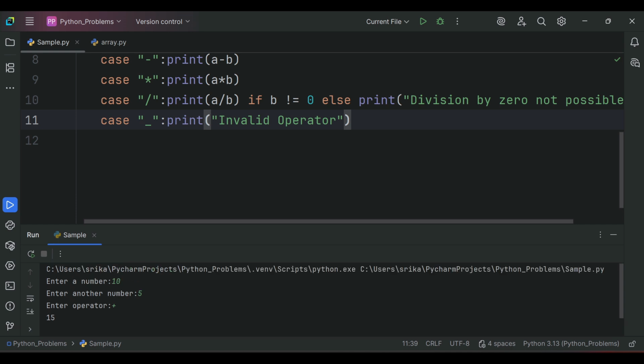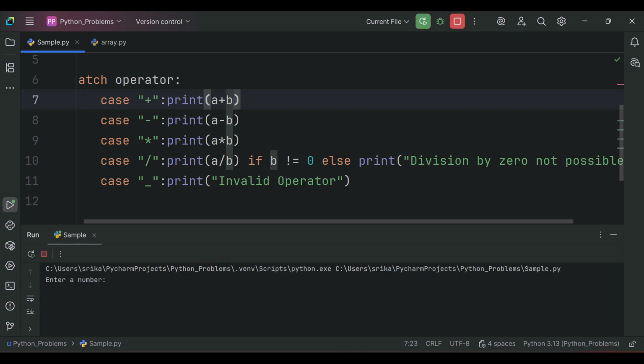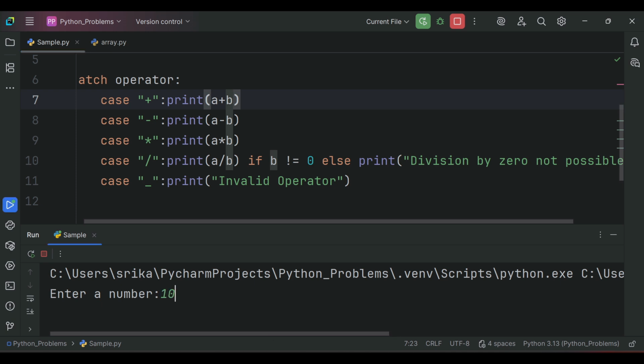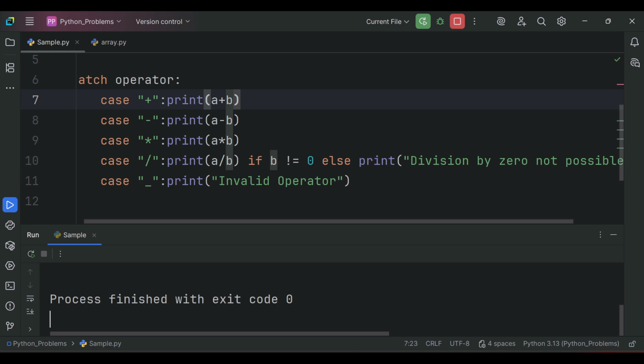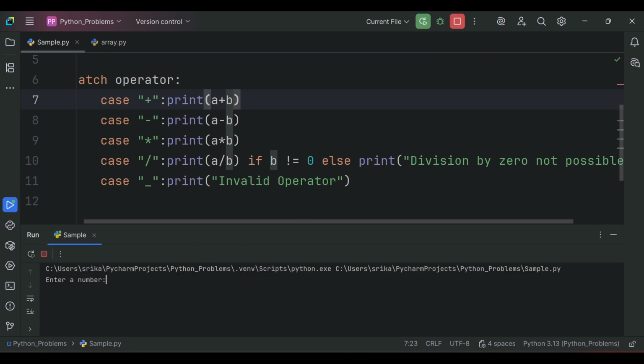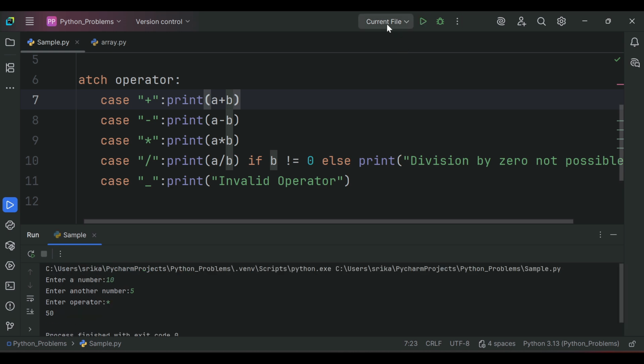See what the answer is: 15. 10 plus 5 is 15. Suppose I give the same inputs for all operators, 10 and 5. Suppose I give minus. Now the answer is 5. 10 minus 5 is 5, right? Suppose I give 10 and 5 with multiplication, the answer is 50. 10 fives are 50.